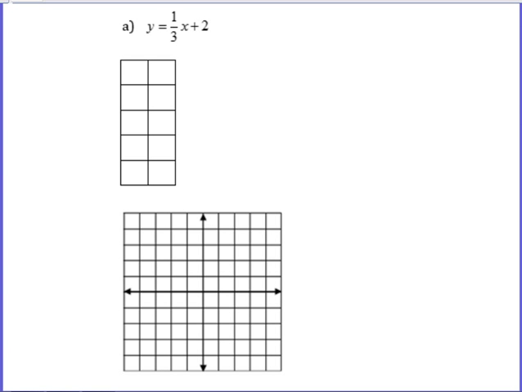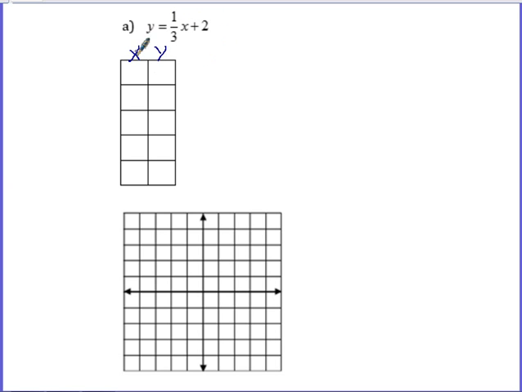So that was graphing using the intercepts. We can also graph by making a table. What I'm going to do is pick some x values and plug them into my equation and simplify so that I get some y values, and then I'll be able to graph those ordered pairs. So here's our equation, y equals 1/3 x plus 2.